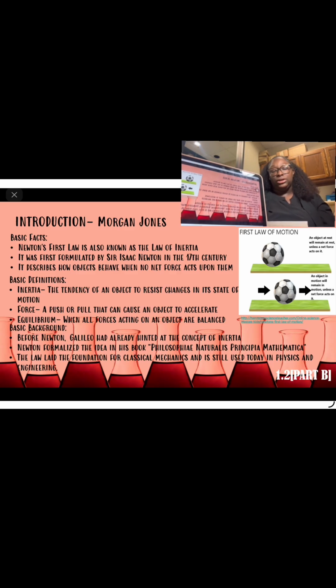Before Isaac Newton, Galileo had already introduced the idea of inertia, but Newton formally defined it in his book Principia Mathematica. The law is still being used today in physics and also in engineering. Now that we understand what Newton's first law is, let's see how it connects to other scientific fields.